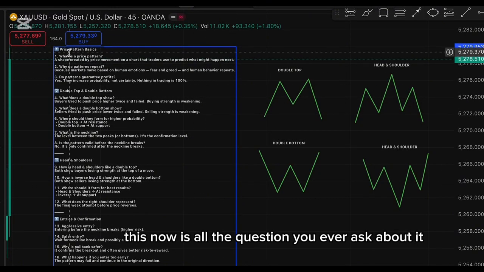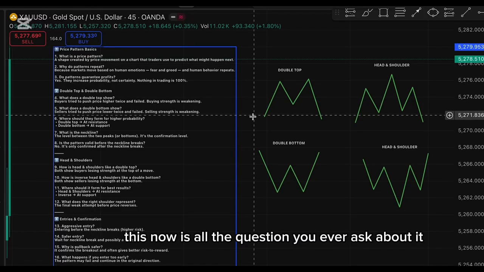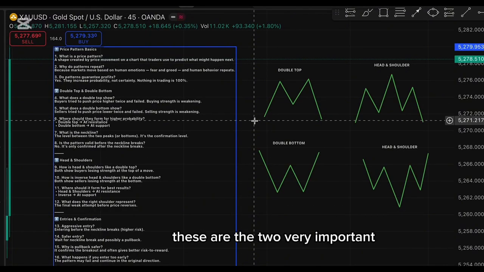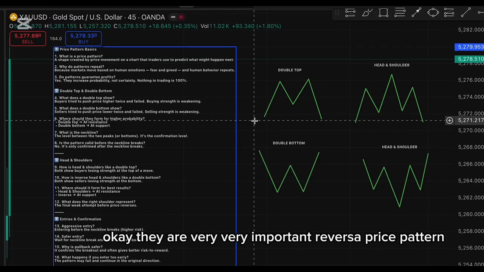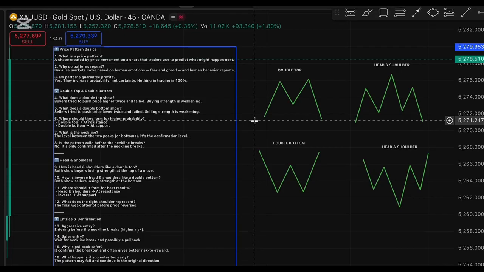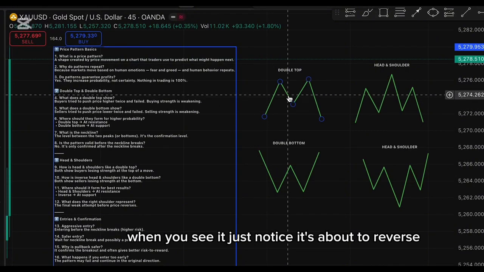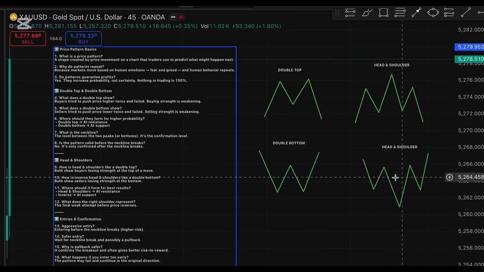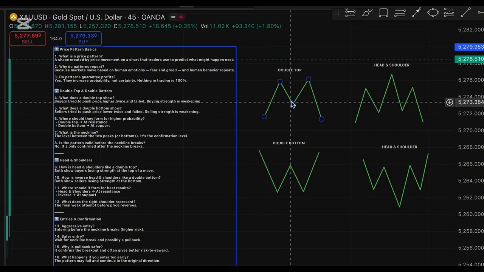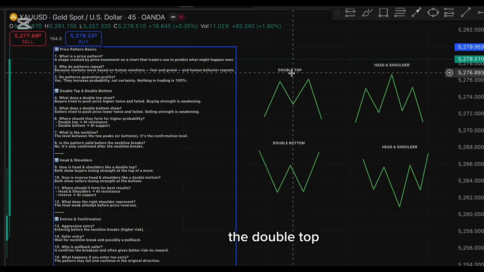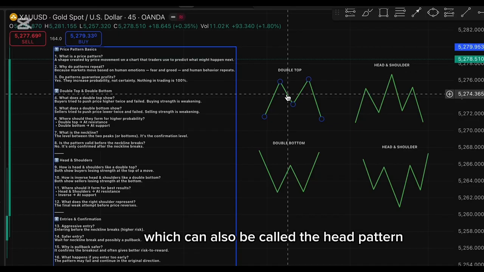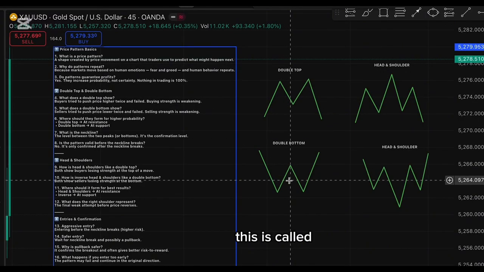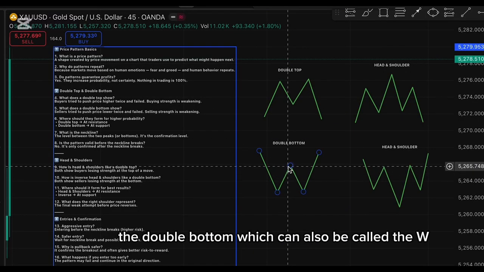This now is all the questions you ever asked about it. Now let's get down to it. These are the two very important reversal price patterns. When you see them, just know this is about to reverse. Look at this. This is called the double top, which can also be called the M pattern. This is called the double bottom, which can also be called the W pattern.